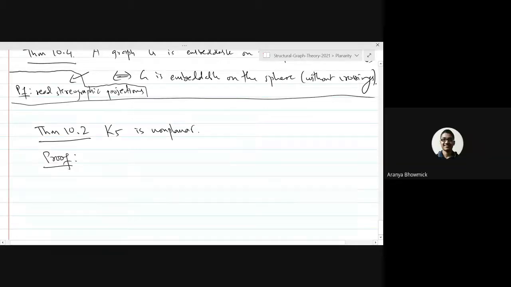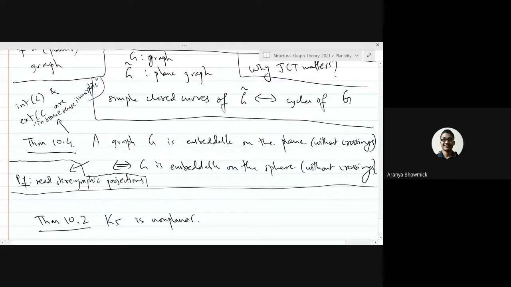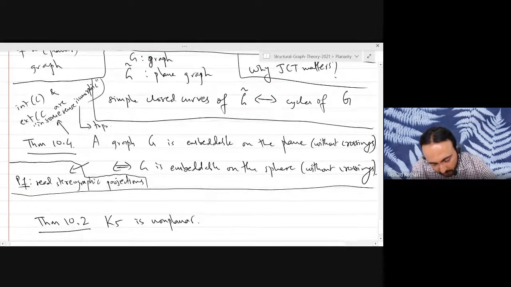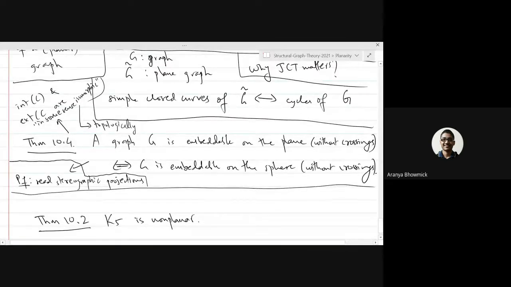Sir, can you scroll up a bit? Yeah. So, sir, here in theorem 10.4, you have written that interior of C and exterior of C are in some sense isomorphic. So, what do you mean by isomorphic exactly? I mean, in a topological sense, they are equivalent. Okay, so let's do a proof of K5, and then I'll explain at one point what I mean. Do you mean that interior of C and exterior of C as subspaces of the plane will be homeomorphic, something like that?